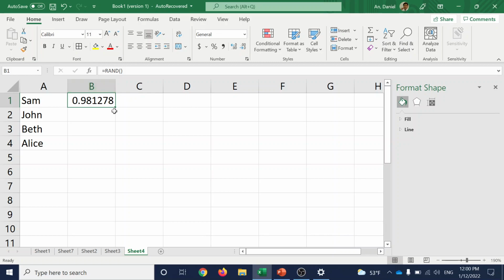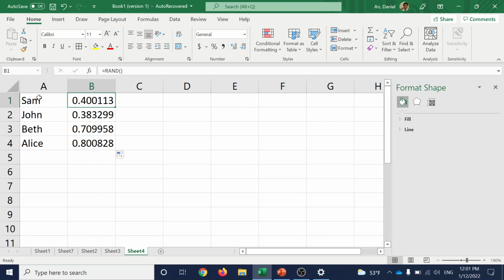And if you take this rectangle and you see this dot on the right corner, if you put your cursor over it, then the plus sign appears. And what you want to do is click that and drag it down. And the result is that whatever you put here gets duplicated below. Okay.